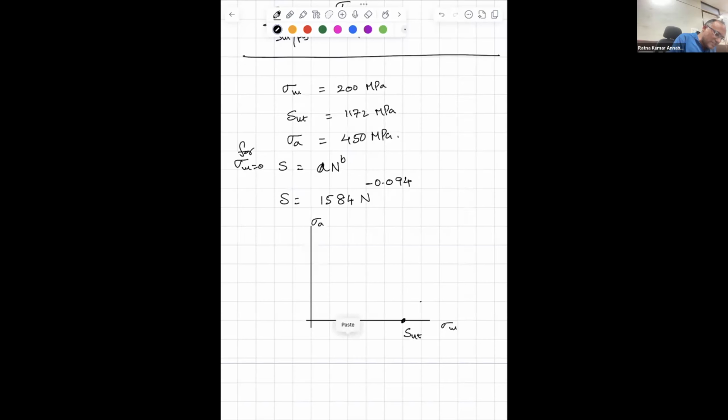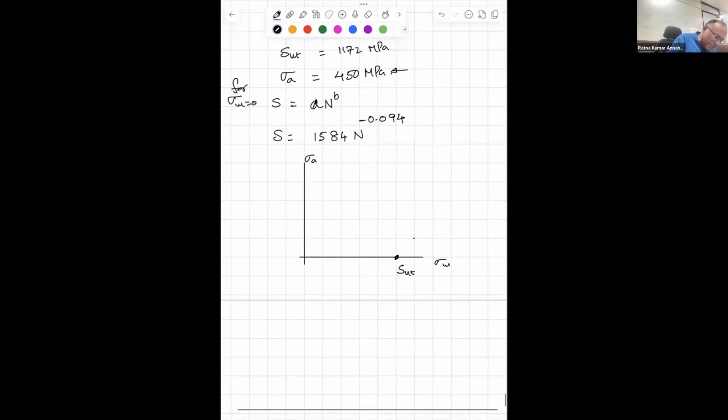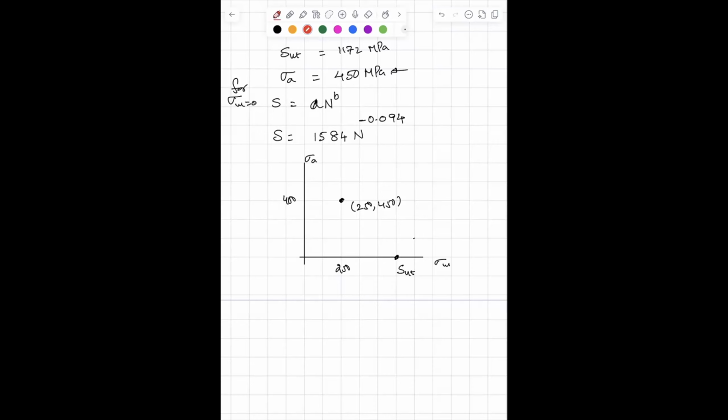And now what he wants is, for the combination of sigma m and sigma a to be 200 and 450, let us say this is that point. Let this be that point. Because the Goodman diagram is a straight line, how many points will you need on that line? Only two points. So I know these two points, and now I can draw a line.